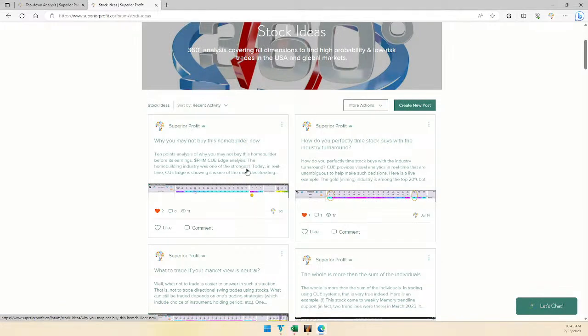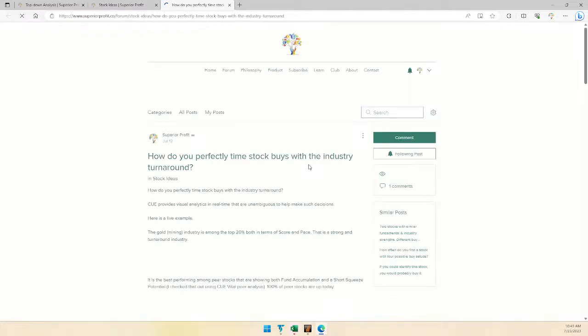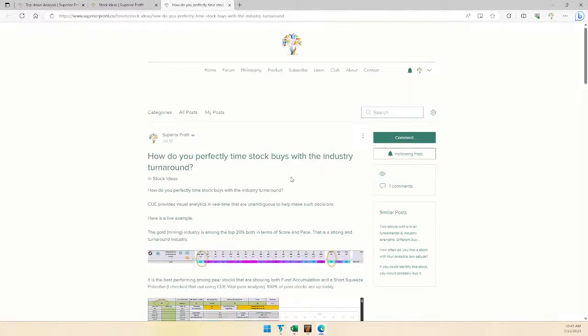That was a short example. I don't know what is the next, the one idea that I shared just before that. I'm looking for a buy idea that I shared recently.